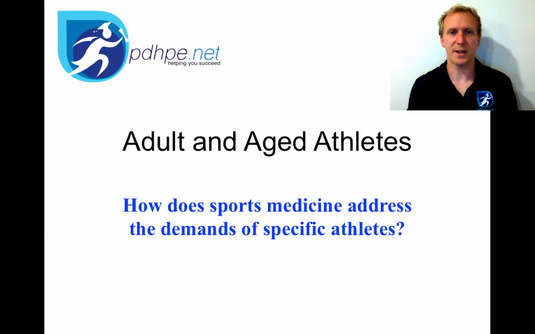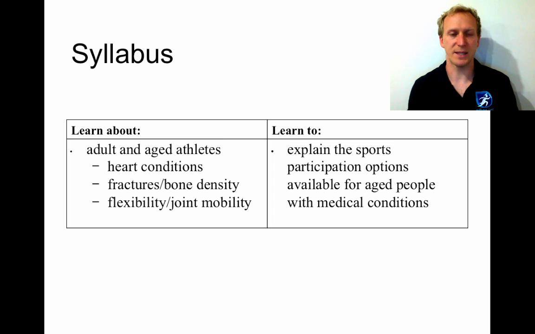Okay, so this video is going to look at adult and aged athletes. This is our second dot point for how does sports medicine address the demands of specific athletes in sports medicine. So our syllabus here says that adults and aged athletes, we have to consider heart conditions, fractures and bone density, and we also have to think about their flexibility, which is also known as joint mobility.